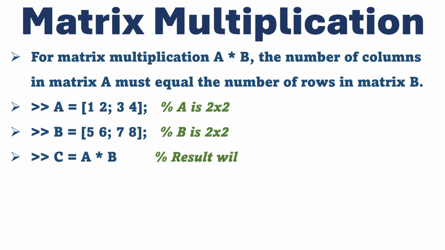I'm going to use another statement, C equals A multiplied by B, with the star, and the result will be 2 by 2. And here is the result. Once you enter it in MATLAB, you will get 19, 22 and 43, 50. So this does the matrix multiplication.